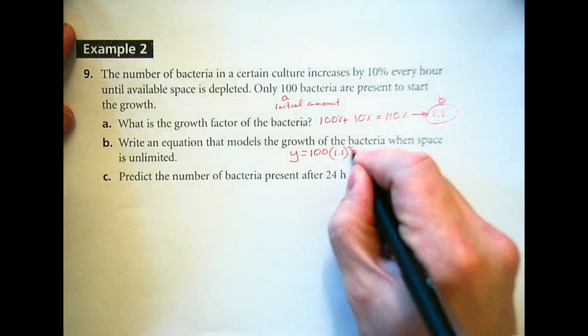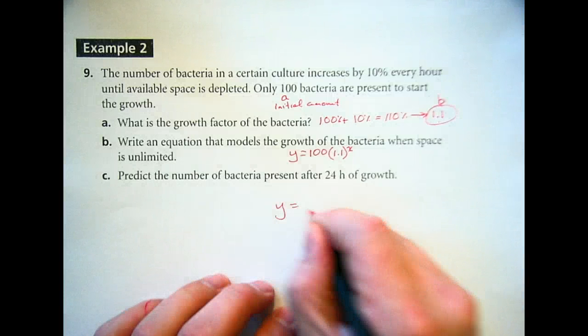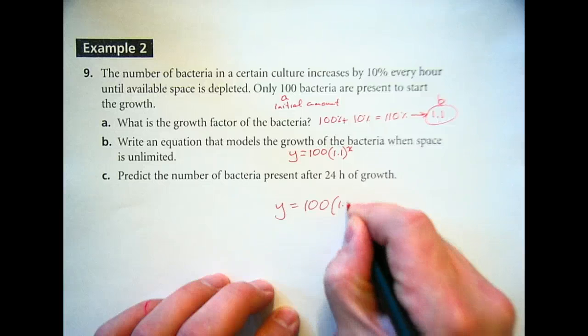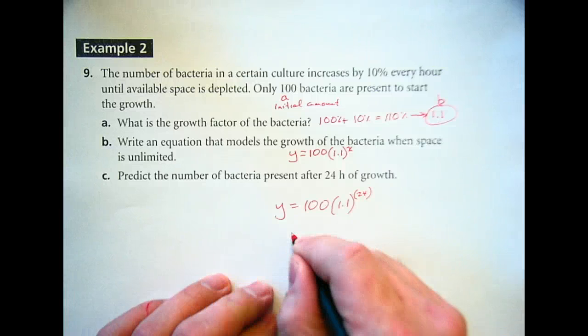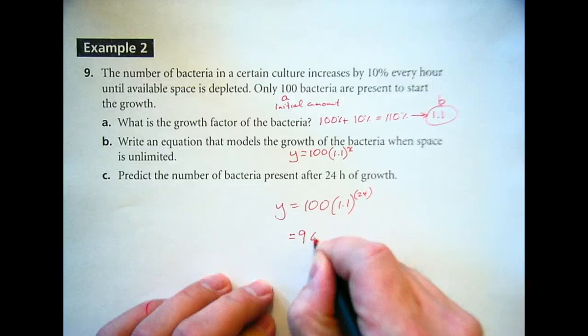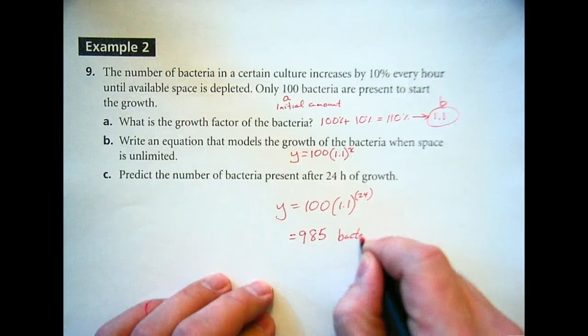Now, if I want to predict after 24 hours, how do I do that? 24 for x. Okay, you plug in 24 for x. Generally, your time is your x variable. It's your independent variable. So in this case, we're going to put the 24 right there, and we end up with how many? About 984? 85 if we round it? Okay. All right. Any questions there?